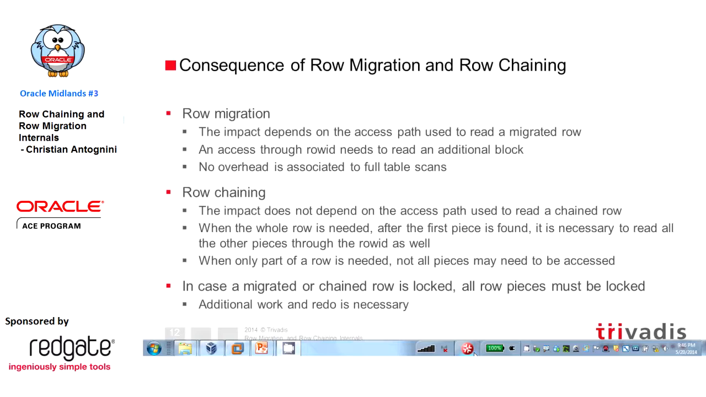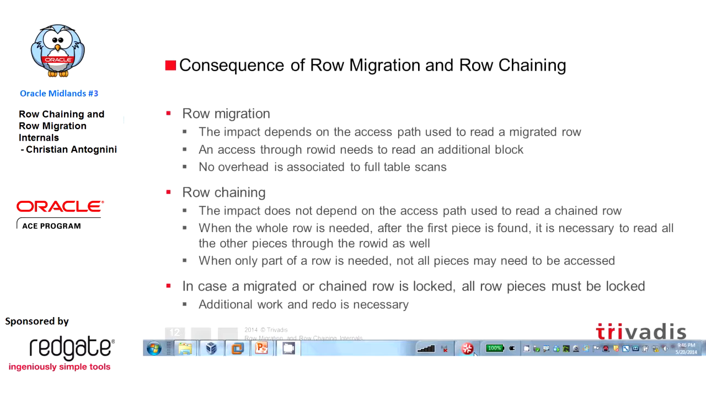This is for migration. Chaining is different in the sense that since there is no block that contains all the data, if you need all the data, basically you always have to read every piece. And if you have to read every piece, of course you have to follow these pointers that we have seen before, and yeah, it's overhead.